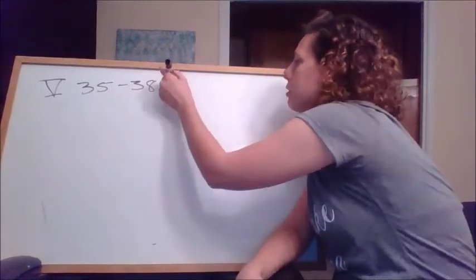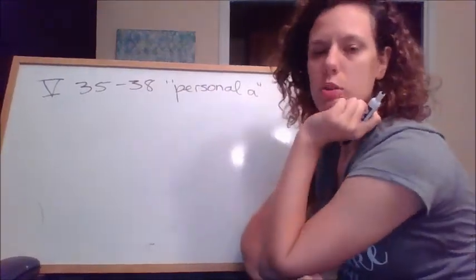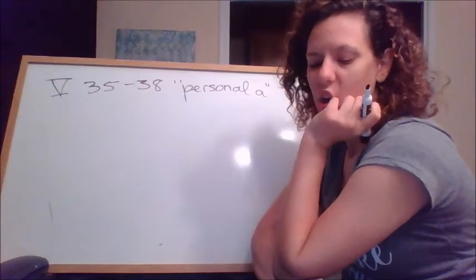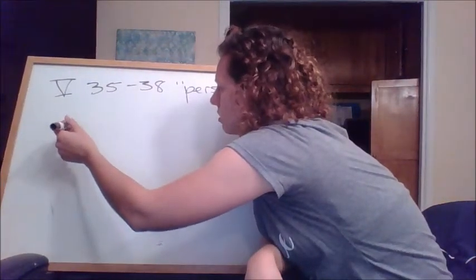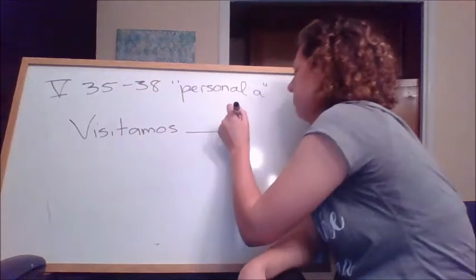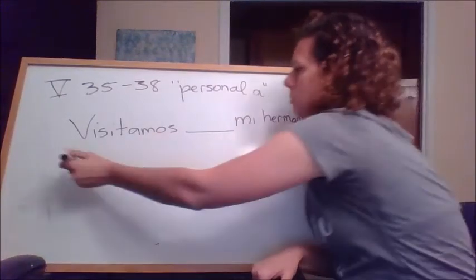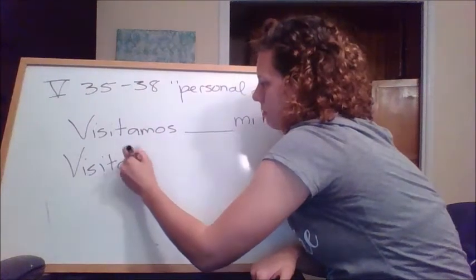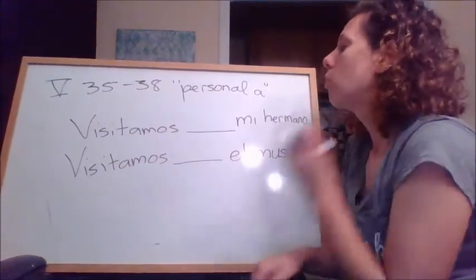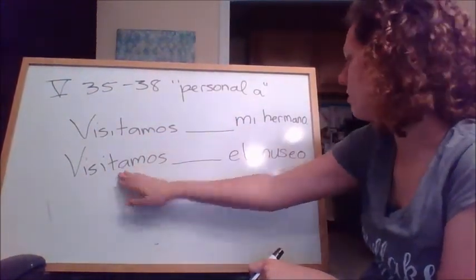Okay, this is going to be the personal a. All right, so remember that a personal a is what we use when the direct object is a person. We visit my brother. He's off at school. We're going to visit him. We visit my brother versus we visit the museum.